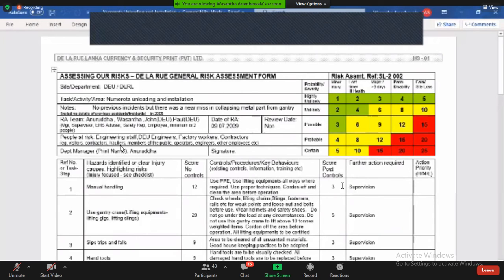All right. And what are the further actions required? If further action is required, once you establish those actions, you can give the priority, then you can add them as extended controls when you review this risk assessment again. Okay, we will go one by one.